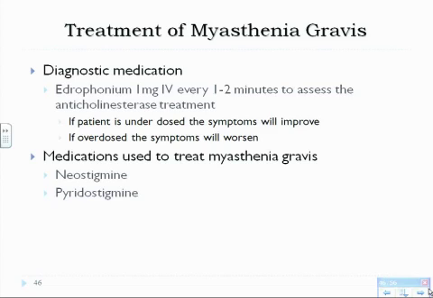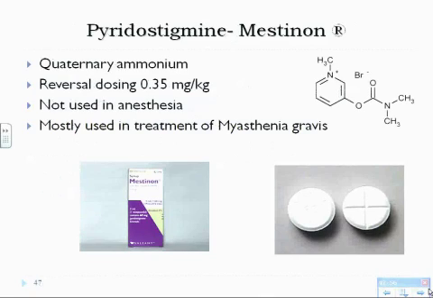Medications used to treat myasthenia gravis that are longer acting are, of course, neostigmine and pyridostigmine. Pyridostigmine is what we tend to use for long-term treatment, which is called Mestinon. Most of you know that. I remember hearing that terminology more than pyridostigmine. It's a quaternary ammonium. Reversal dose is 0.35 milligrams per kilo, or 0.2, depending on which book you read. We don't use it in anesthesia because it's too long in onset, usually 11 to 16 minutes.